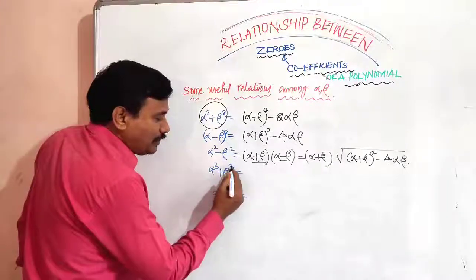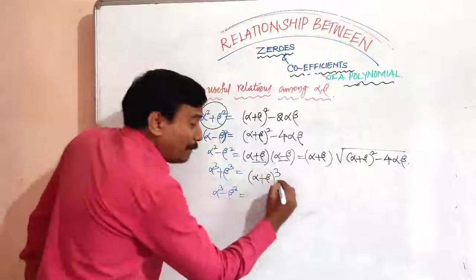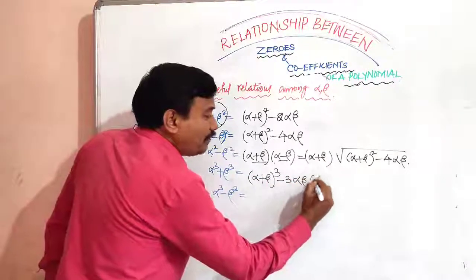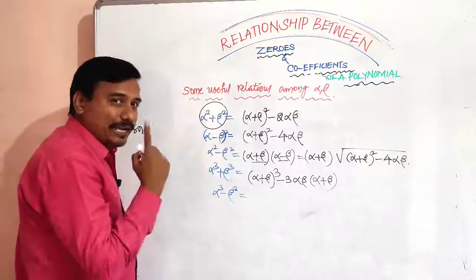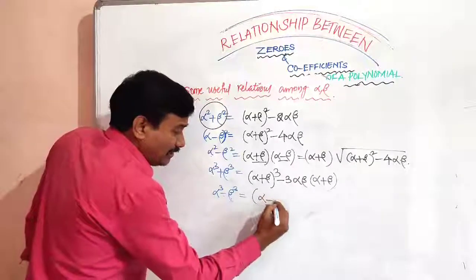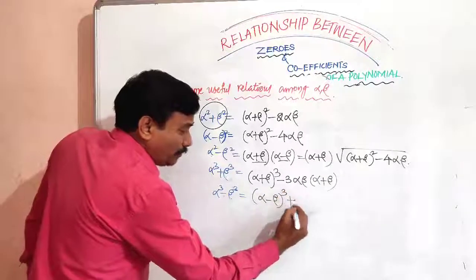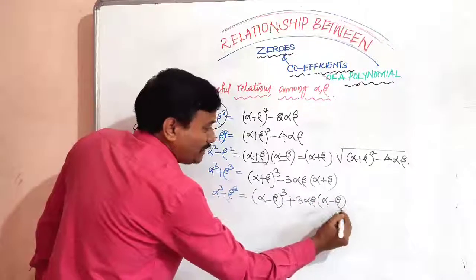Now alpha cube plus beta cube is nothing but alpha plus beta whole cube minus 3 alpha beta of alpha plus beta, like an algebraic identity concept. Okay. Now alpha cube minus beta cube is nothing but alpha minus beta whole cube plus 3 into alpha into beta of alpha minus beta.